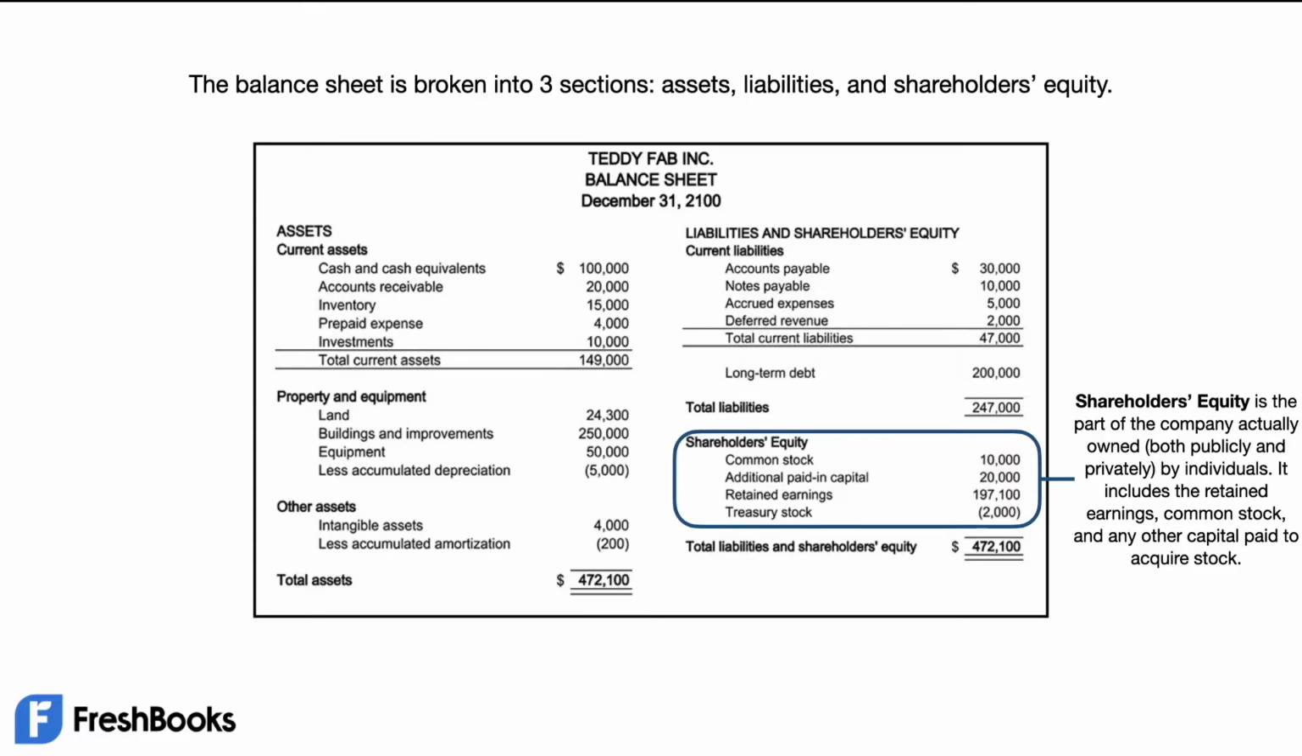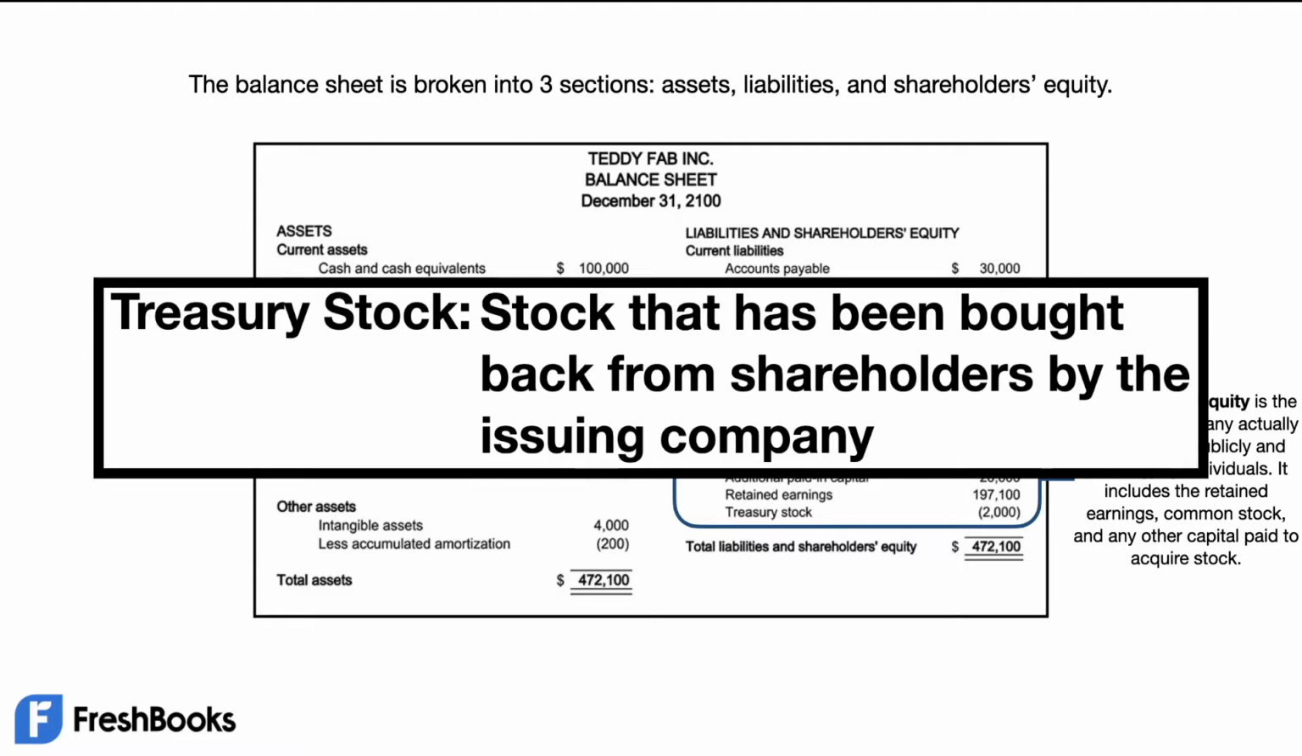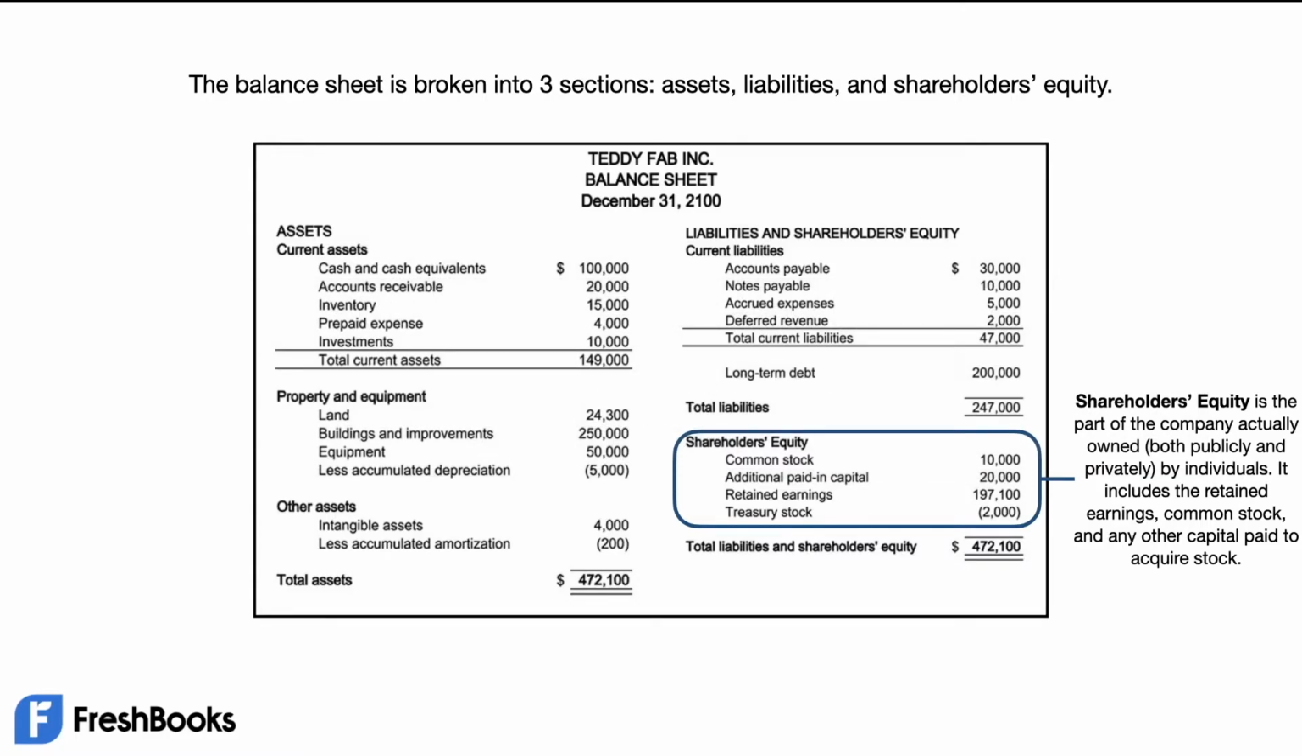Shareholders' equity also contains treasury stock, which is the term for stock that has been bought back from shareholders by the issuing company. So if Teddy Fab Inc., our hypothetical company here, decided that shareholders owned too much of their company, they could buy back the stock from them and then it would be counted as treasury stock.